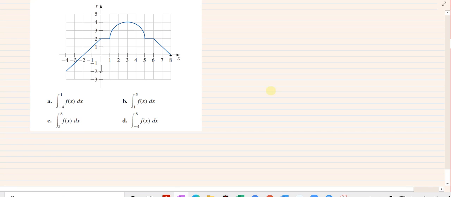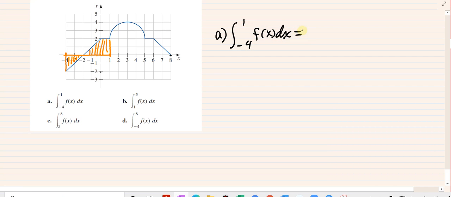Okay, so let's try number 18, part A. In part A, we want to find the definite integral from -4 to 1 of f of x dx. So here's -4, this is 1. In that interval, we want to evaluate the definite integral. So I can see that area is going to be, there you go, let me shade it. So this is what we want to find. The sum of those two regions represents the definite integral. Okay, so in part A, the integral from -4 to 1 of f of x dx.